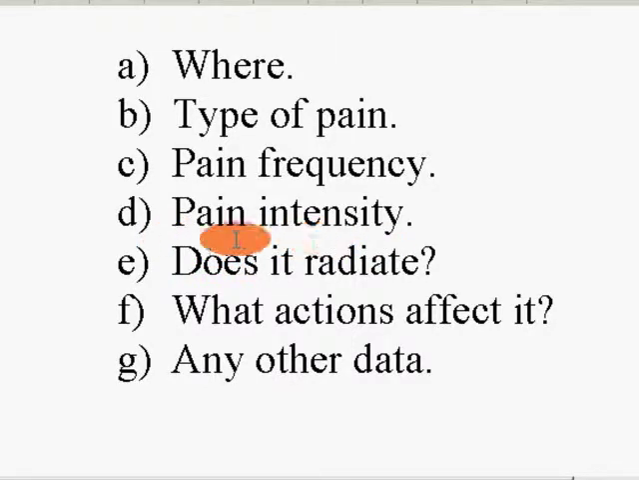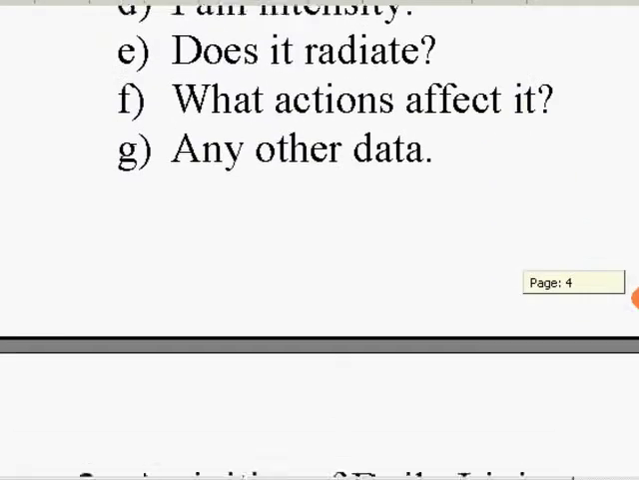Very often what this will be is to what degree does it affect their activities of daily living? Does the symptom radiate? Where to? What actions affect it? That could be what brings it on, what aggravates it, or what relieves it. Any other data that's pertinent that comes up, and they should be allowed to state anything they want to state about these symptoms, because what we're talking about here is subjective data.